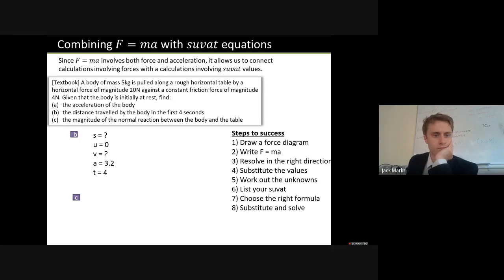Now, what's the distance traveled by the particle in the first 4 seconds? So you just found acceleration. t has been given in the question.